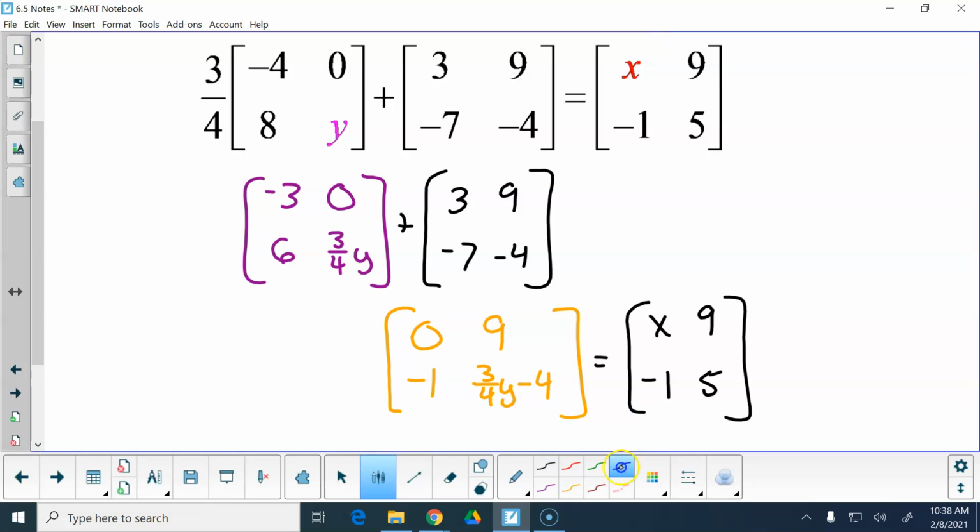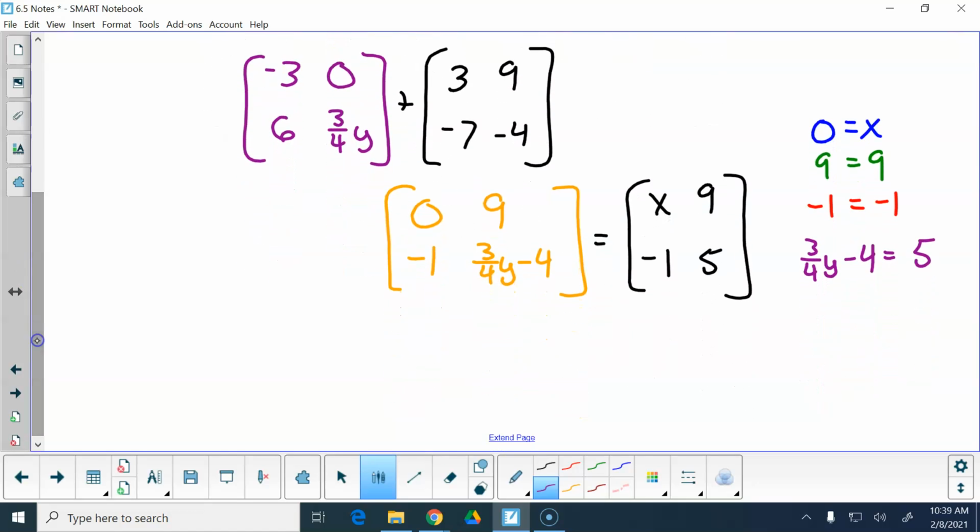So the first one says that 0 equals x. The second one says 9 equals 9. The third one says negative 1 equals negative 1. And the last one says 3/4 y minus 4 equals 5. So we got a little bit of algebra to do on that one.